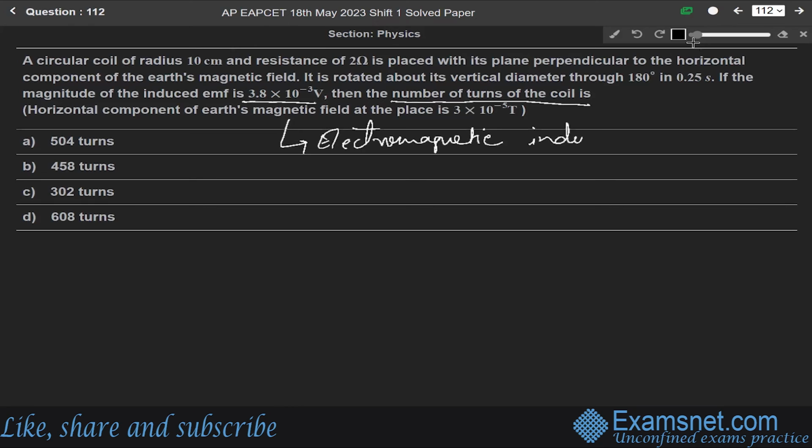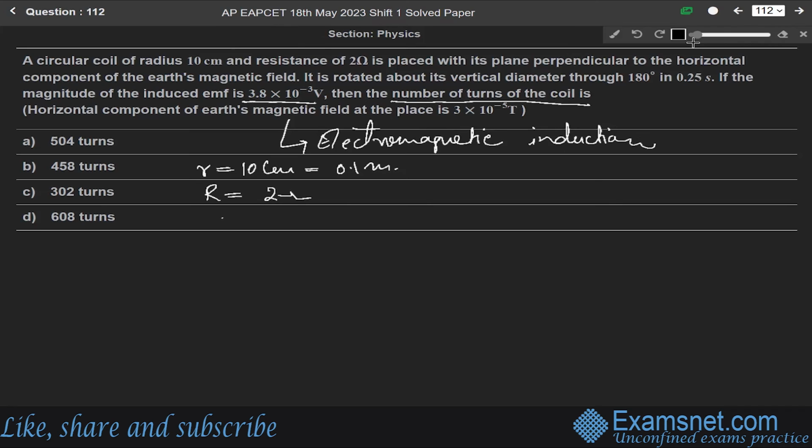Okay. Now, according to the question, we are given a circular coil of radius r equal to 10 centimeter. 10 centimeter means 0.1 meter, and resistance R is given as 2 ohm. Okay. And it is placed in a magnetic field.